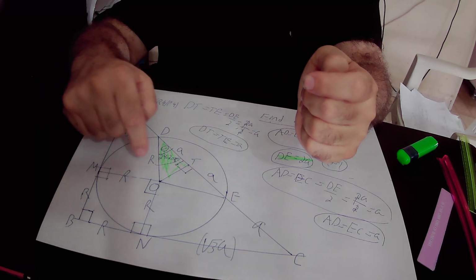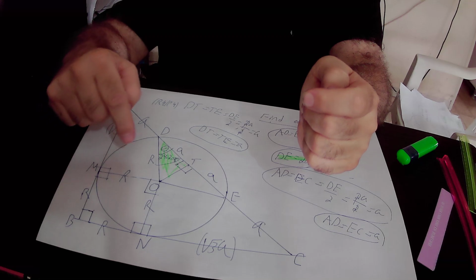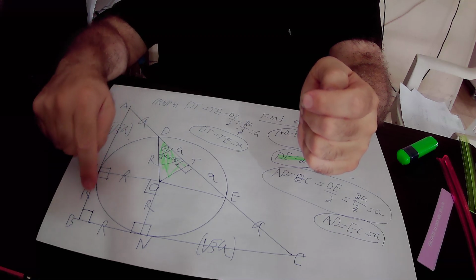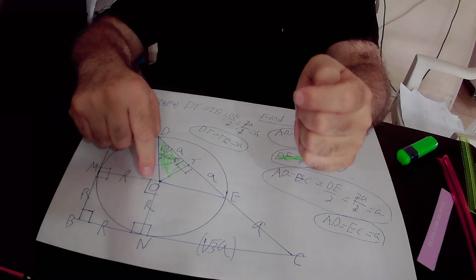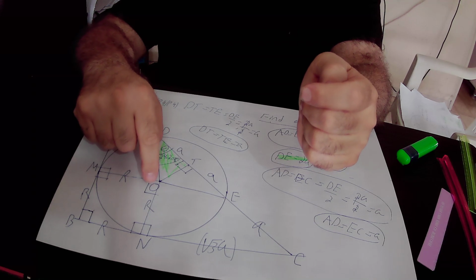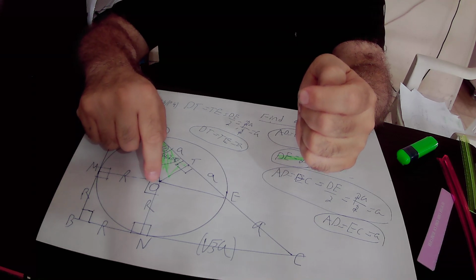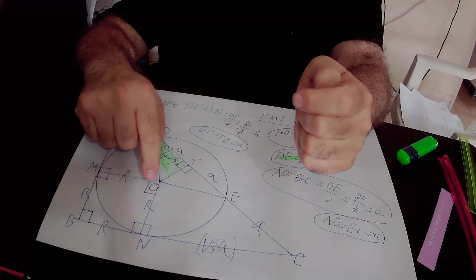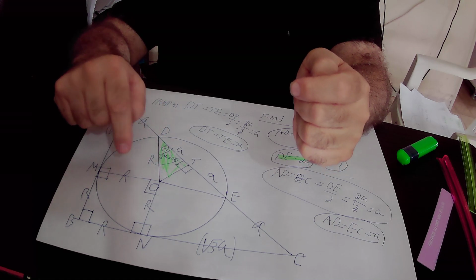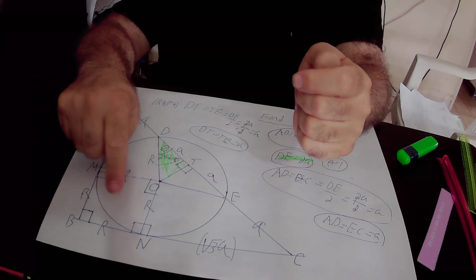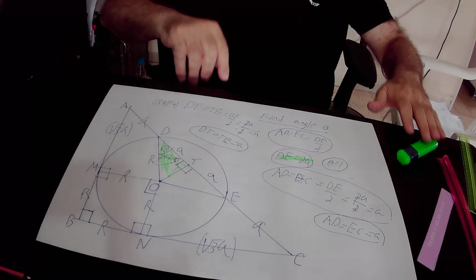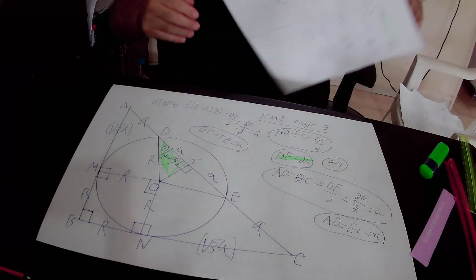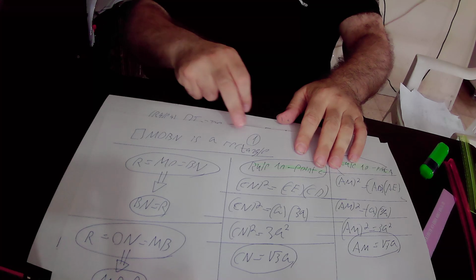In quadrangle MOBN, we have 1, 2, 3 right angles, therefore the fourth angle must be equal also to 90 degrees, according to the rule that the sum of the angles in any quadrangle is equal to 360 degrees. So quadrangle MOBN that has 4 right angles is a rectangle. Here, quadrangle MOBN is a rectangle.